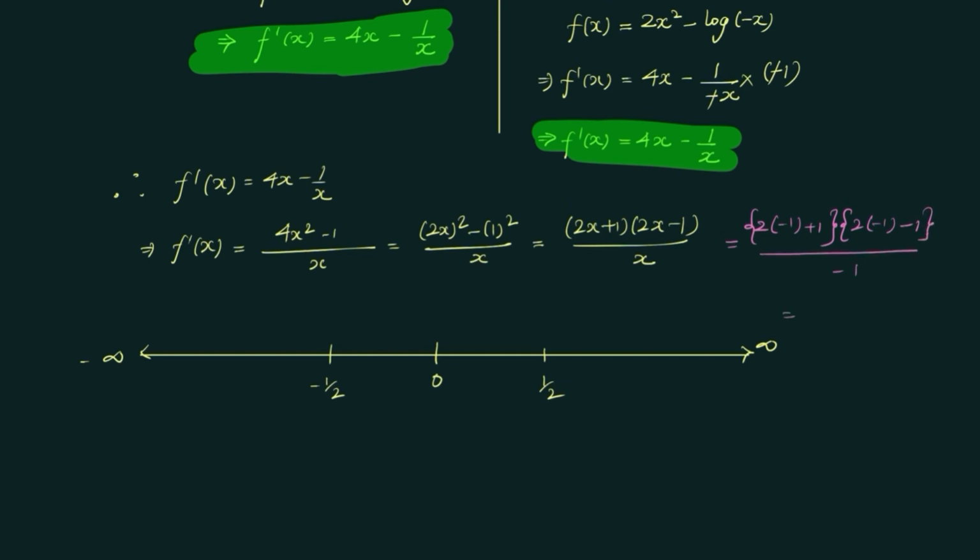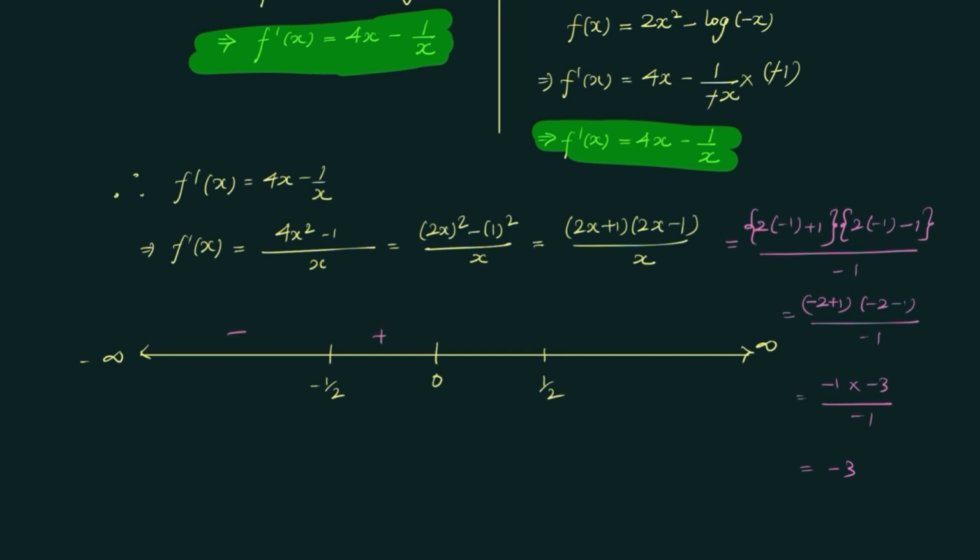So it will be minus 2 plus 1 minus 2 minus 1 by minus 1. So it will be minus 1 into minus 3 divided by minus 1. So overall we are getting the value as minus 3. That means in this particular interval from minus infinity to minus half, the value of f dash x is negative. That means the function is decreasing here. So value of f dash x is negative here.